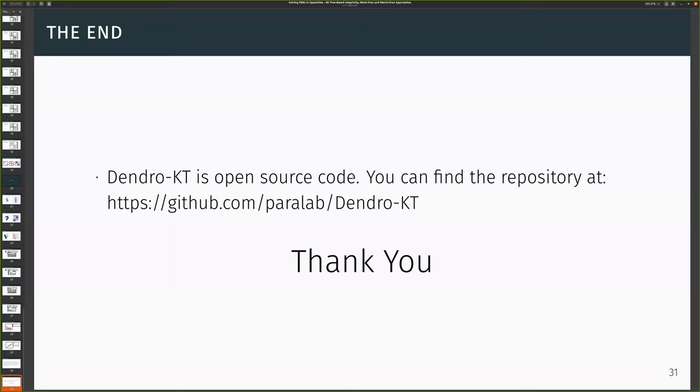And I would like to point out that all these discussed algorithms are implemented in our framework named DendroKT, which is open source code. You can go to the repository, download, and run DendroKT. And if you have any interesting problems that you'd like to explore with space-time adaptivity and parallel space-time adaptivity, and would like to collaborate, you can contact our research group.